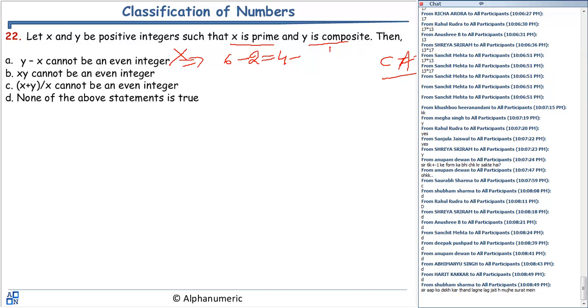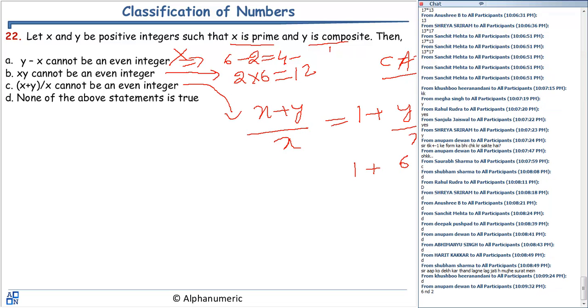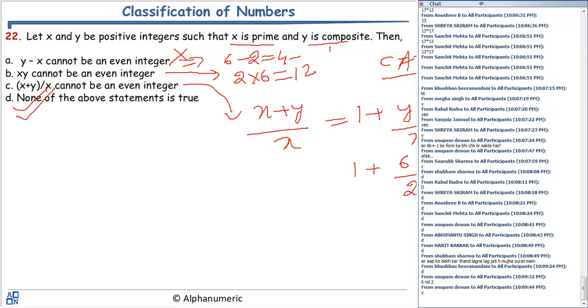Now X Y cannot be an even integer. No, it can be even, like 2 into 6 ही ले लो is 12. This is an even number. Now X plus Y by X is equal to nothing but 1 plus Y by X. It cannot be an even integer. I think it can be an even integer if you take Y is equal to 6, X equal to 2. So I'll take this as a 4. So this can be also an even integer. So answer is definitely option number 4, D. None of the above statement is true. All the statement A, B, C are false statement.